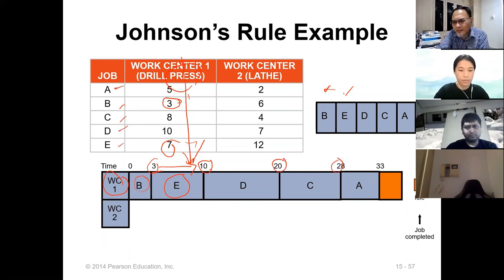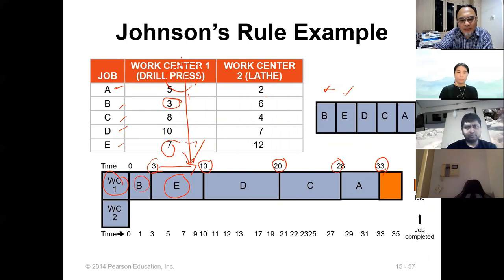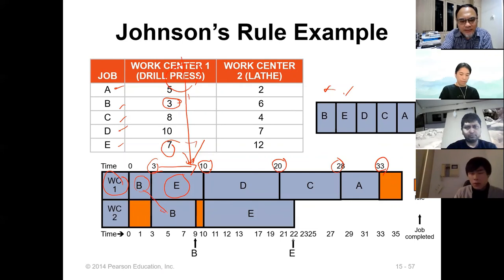B, E, D, C until A. Okay. So this machine has already completed all the jobs starting from time 0 until time 33. Because that's the time required. But the sequence is this. B, the work center one is completed. Then only you can do the next job. Okay. So that's why B can only start after work center one is completed for the first job, job B.